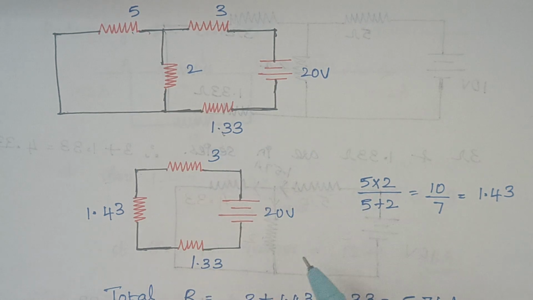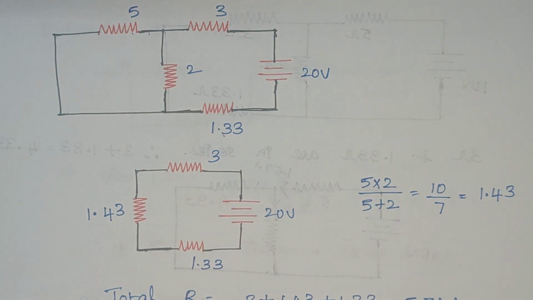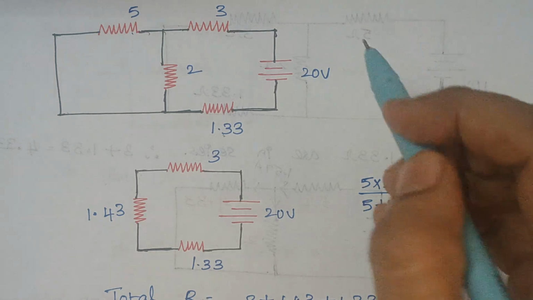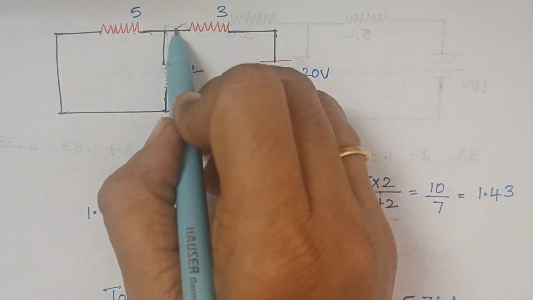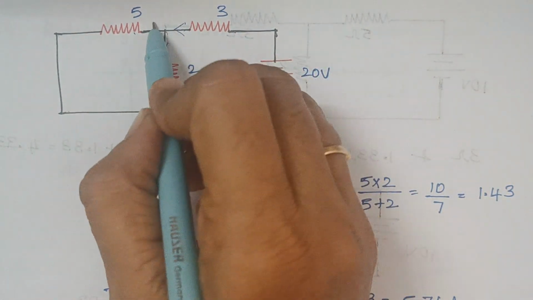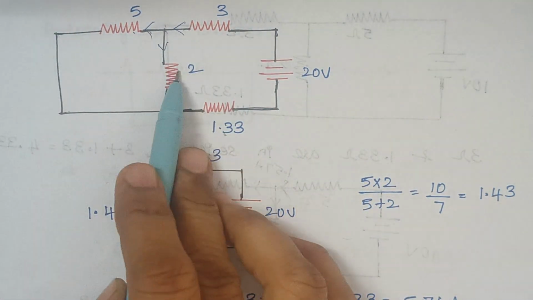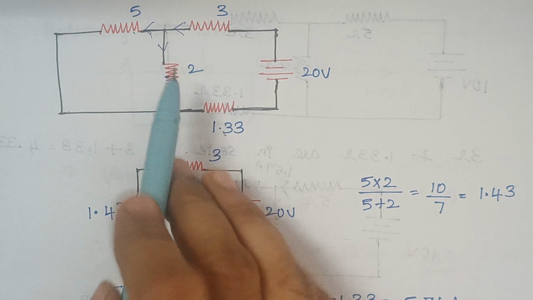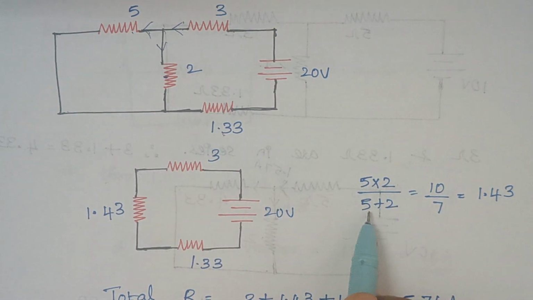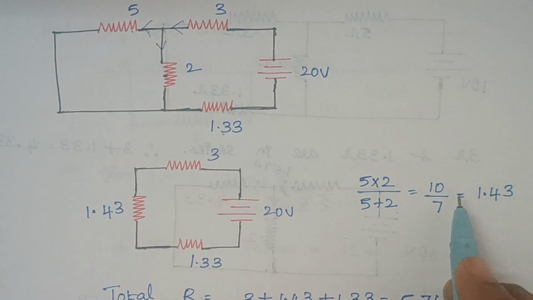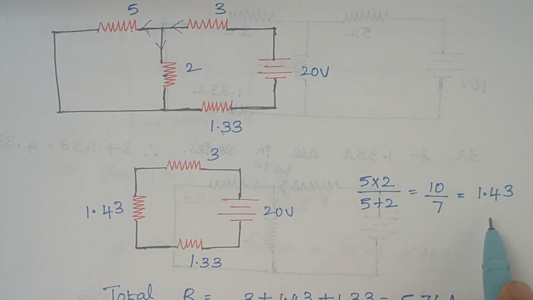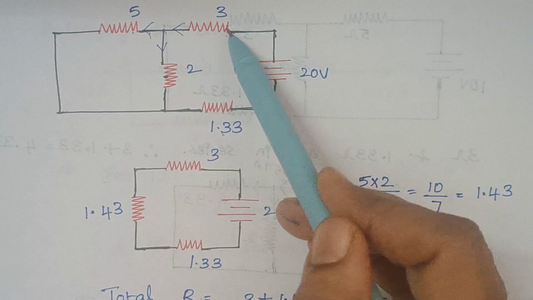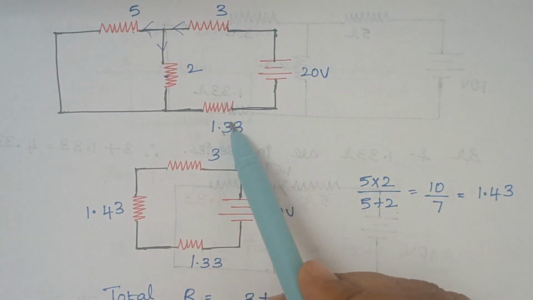Here again we are going to further simplify the resistors. The current flowing this way gets divided into two, so these two resistors are connected in parallel. How do we calculate the equivalent resistance? Again, R1 into R2 divided by R1 plus R2. That gives 1.43. So here we have this 3 ohm and this 1.33.